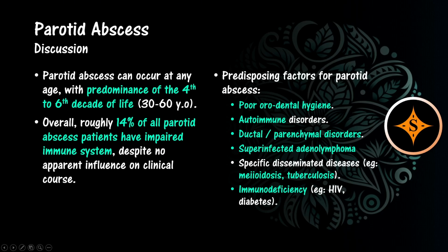And then immunodeficiency itself, which occurs in patients with uncontrolled or untreated HIV and diabetes mellitus. Diabetes mellitus causes immune impairment mainly through free radicals that are generated by the hyperglycemia. HIV by impairment of lymphocyte proliferation and function.